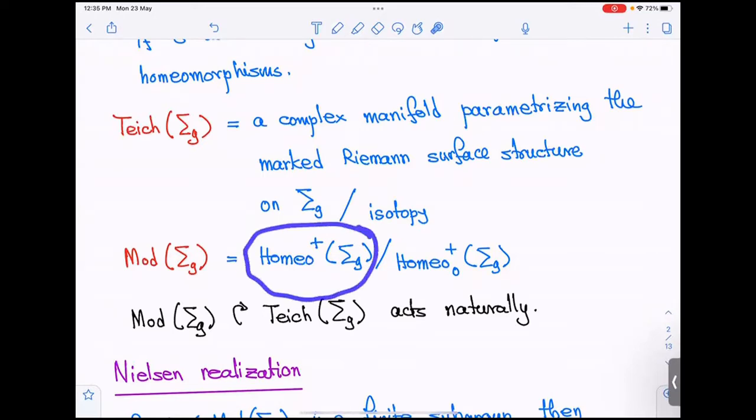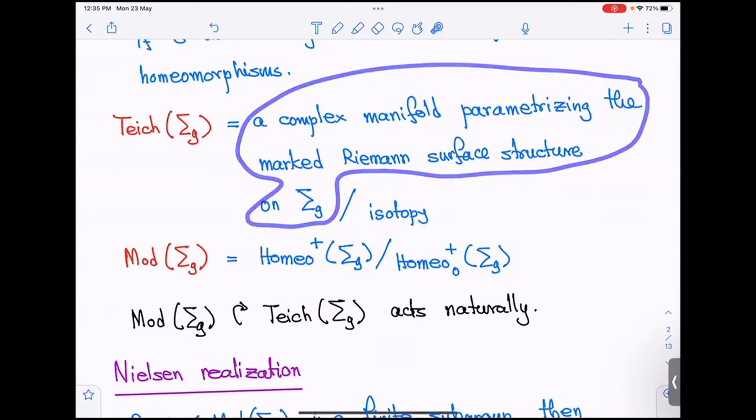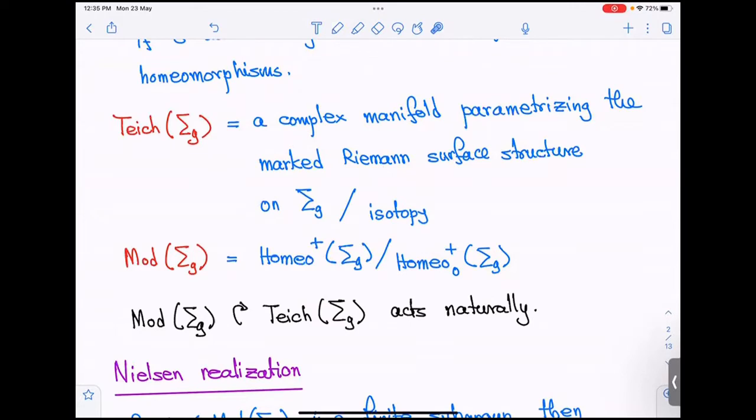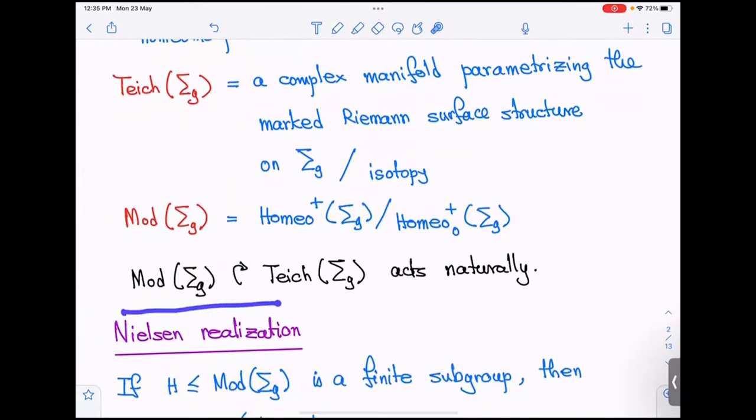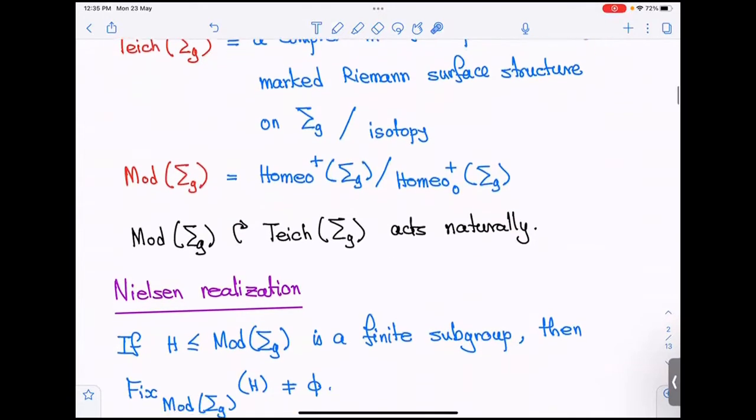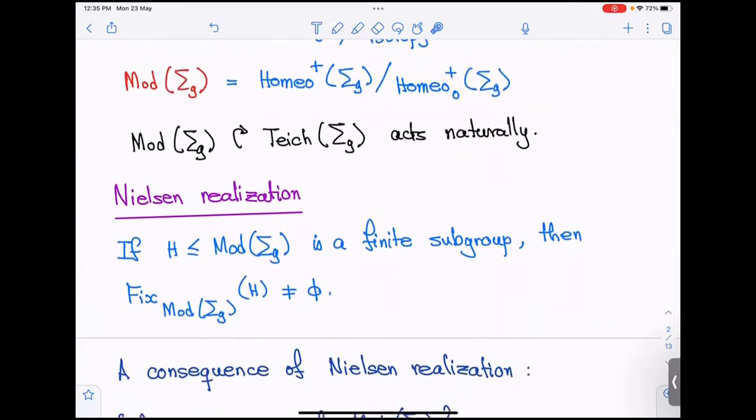Okay, so if you ignore this quotienting, this Homeo plus sigma g definitely acts on the complex manifolds and preserves this. And there are some simple exercises proving that this action would respect these isotopies. So then the action goes to the Teichmüller space, and then the identity component also does something trivial. So I'll have this action, which is called the natural action. One of the famous theorems of Nielsen is called Nielsen realization. It basically says if I look at a finite subgroup of this mapping class group, then the fixed points under this natural action should be non-empty.